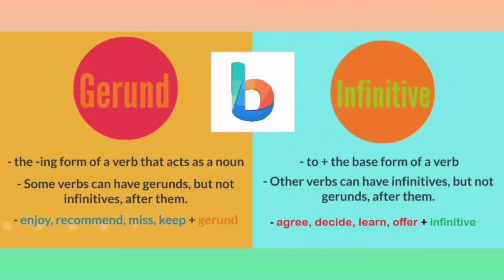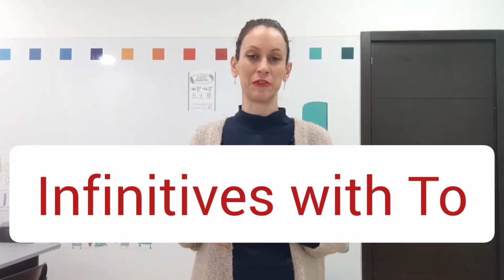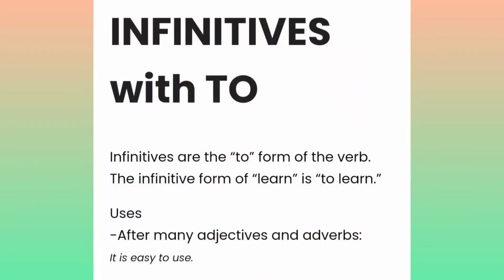Okay, I'm going to explain in English when we use the infinitive. We always use the infinitive after adjectives and adverbs. So, when we use a verb after an adjective, for example, we always use the infinitive. In the sentence, this is easy to do. Okay, after easy, that is an adjective, we say to do.